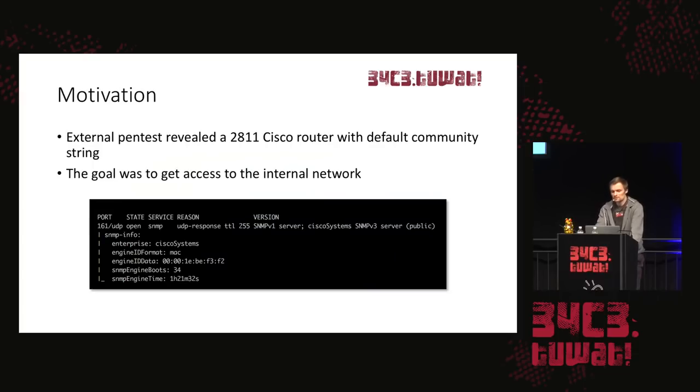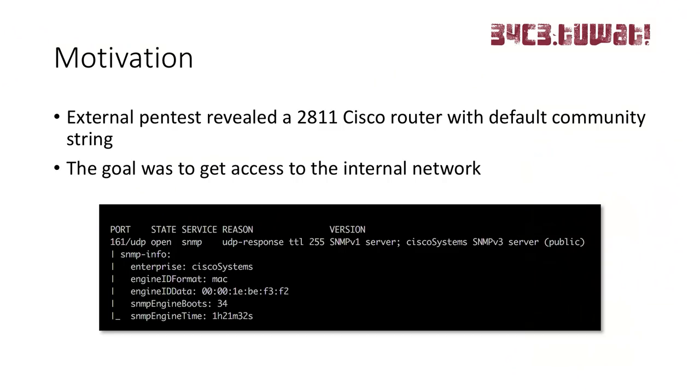The actual motivation behind this research was that I was conducting an external pen test, and an NMAP scan revealed that a Cisco router with a default community string was available. So the goal was to get access to the internal network.